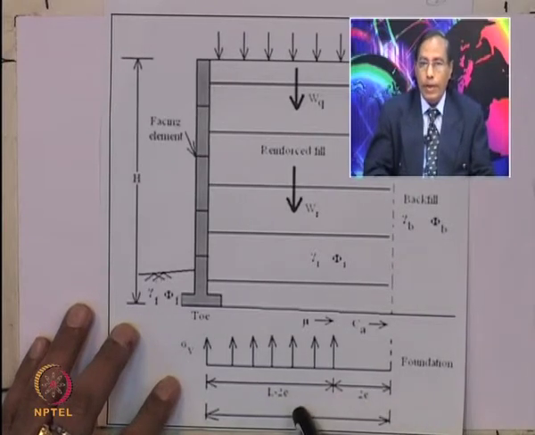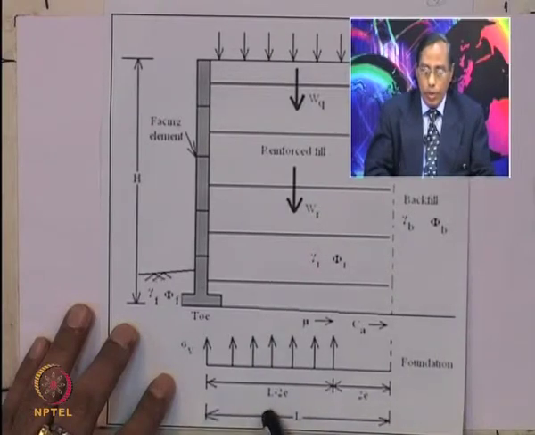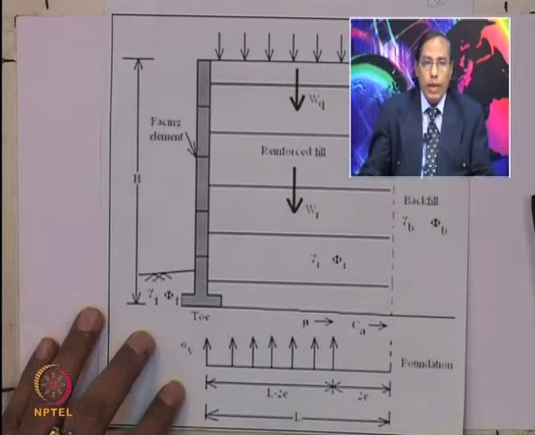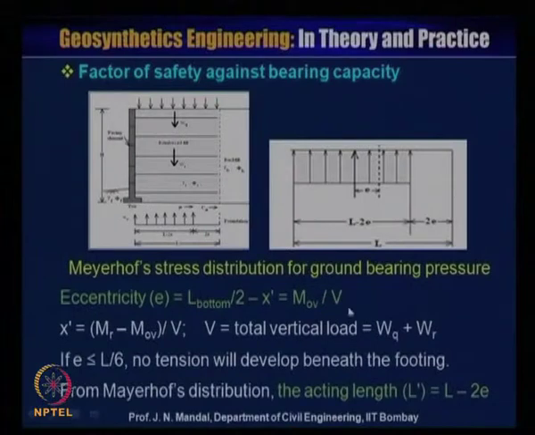E is important here. Now eccentricity E can be written as the length at the bottom, L bottom divided by 2 minus x bar, and this L bottom divided by 2 minus x bar is equal to MOV by V, and this x bar is equal to MR minus MOV divided by V. V is the total vertical load.